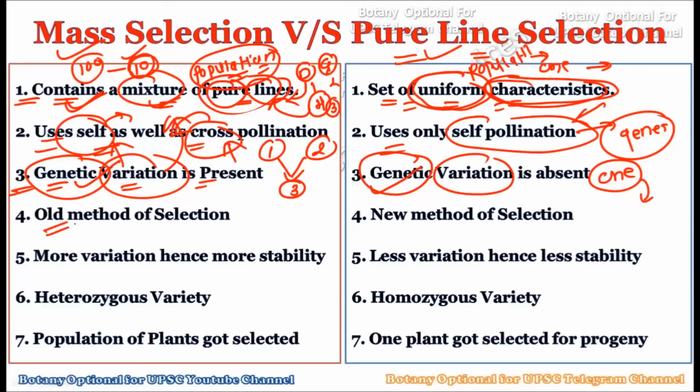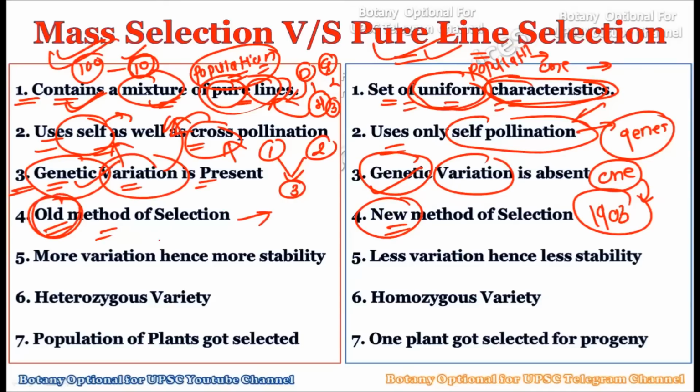Okay, now this mass selection method is the old method of selection. Right from our ancestors we have been doing this method of selecting crop plants so that we can have improvement in our agricultural field. But this pure line method is a newly developed method. Actually it was discovered in 1903 only. So nearly 120 years ago we got pure line selection, but the mass selection method has been there from ancient times. So mass selection in plant breeding is quite an old method, while the pure line selection method is quite a new method.